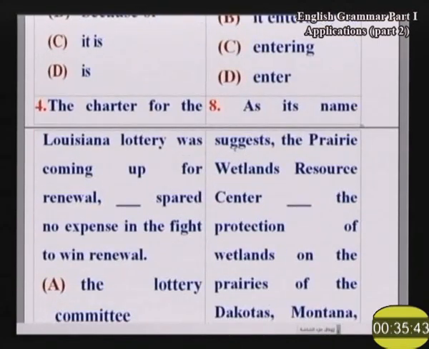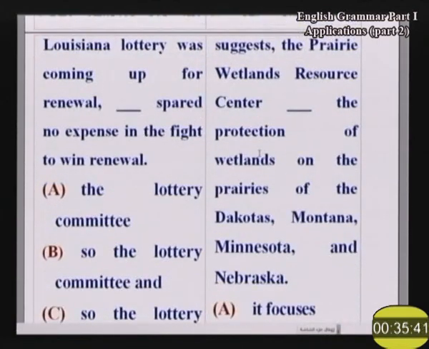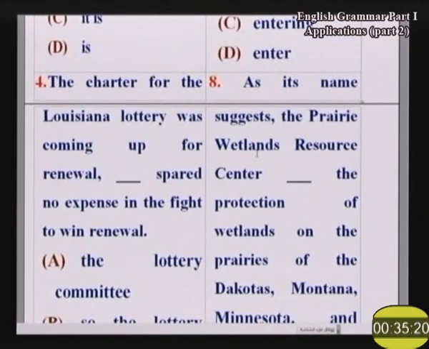طيب as the name suggests، دي نمرة 8، the Prairie Wetland Resource Center, the protection of wetlands on the prairies of the Dakotas, Montana, Minnesota, and Nebraska. طيب as its name suggests، ادي الجزء اللي هو the dependent clause as its name suggests. ادي عندي الكونكتور وعندي السبجكت والverb.